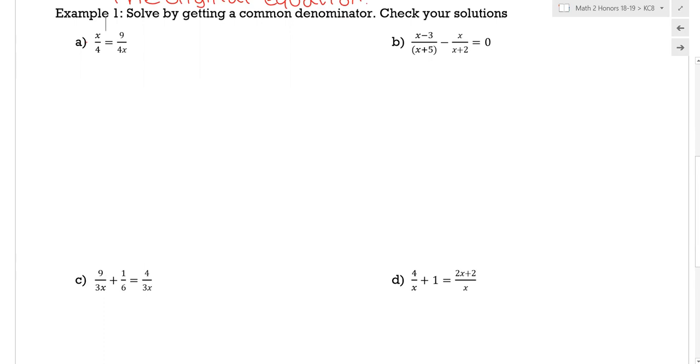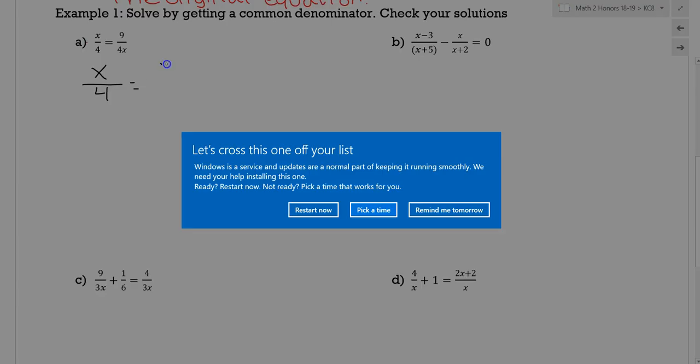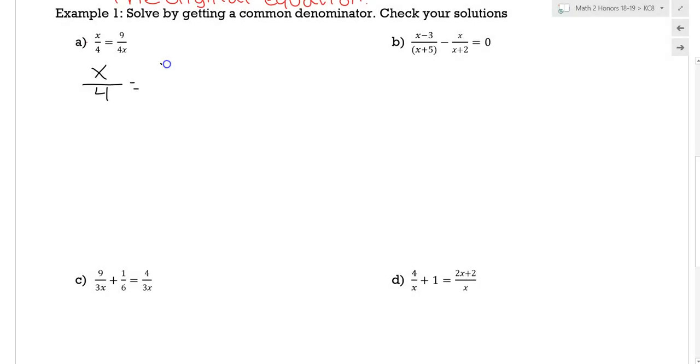Okay. So let's look at our first example. x over 4 equals 9 over 4x. These problems start much the same way as our adding and subtracting. Okay, we have to get a common denominator, or one of our least common denominators. So we have x over 4 equals 9 over, this is really 4 times x.